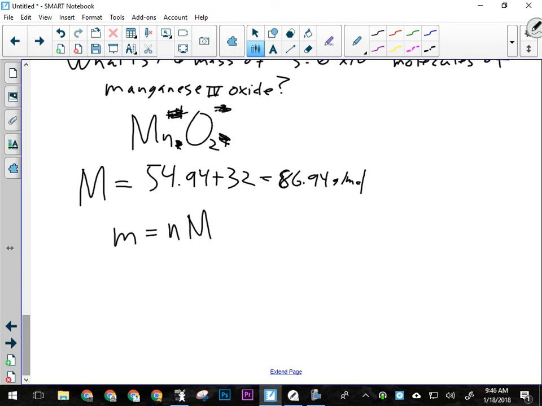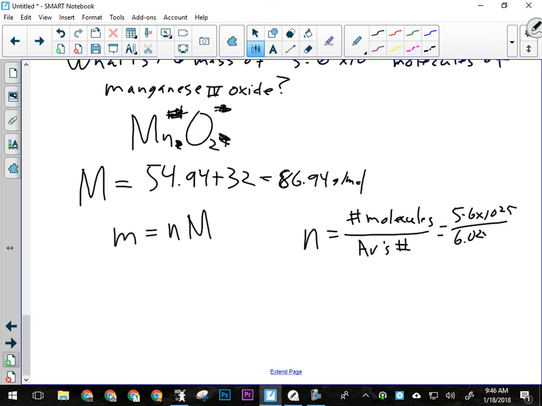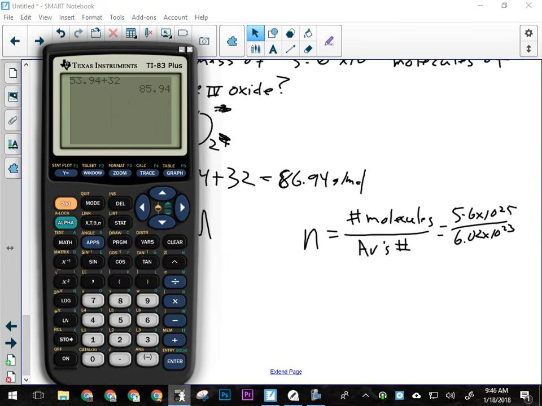Okay, in this case, the number of moles is the number of molecules divided by Avogadro's number. In the same way that if I asked you how many dozen are there in 48, you would go 48 over 12. It's 4 dozen. All right, so that's what we're doing here. So I'm going to take my 5.6 times 10 to the 25 and divide it by 6.02 times 10 to the 23. Yep, that's on the test.